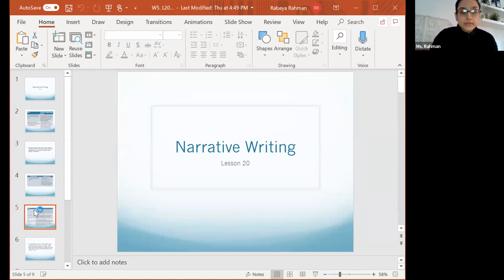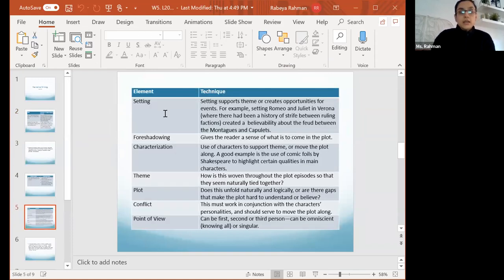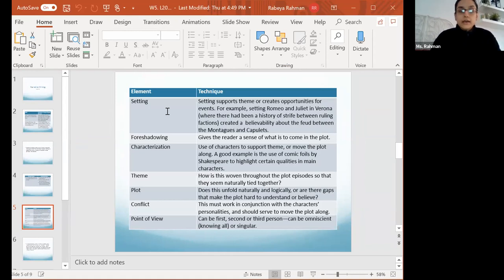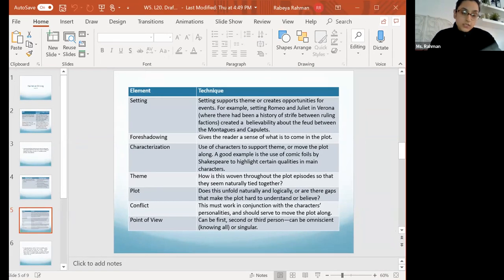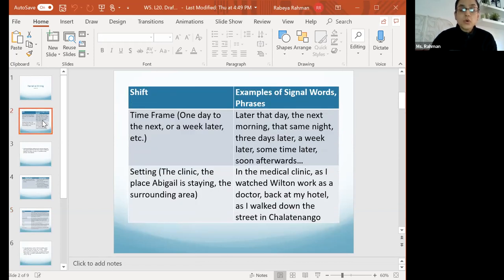So on the left, I have here element, right? And under these elements, I have setting, foreshadowing, characterization, theme, plot, conflict, point of view. So I'm going to leave this slide up here, and for the next 10 minutes, I want you to silently continue drafting, and I want you to think about how you can continue to add 2 more narrative techniques. Now, I'm going to ask everyone to have their fist up, right? Put 1 finger up if you would like me to leave this slide up, or put 2 fingers up if you would like me to leave this slide up.